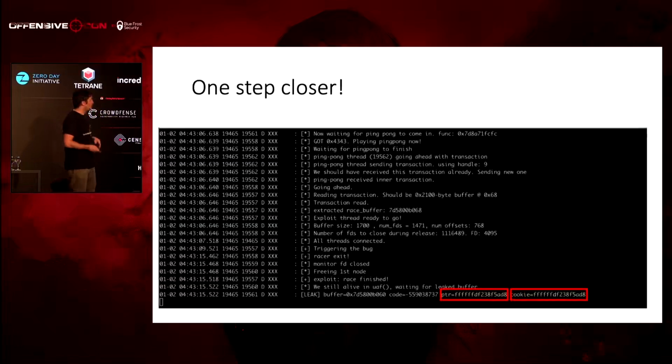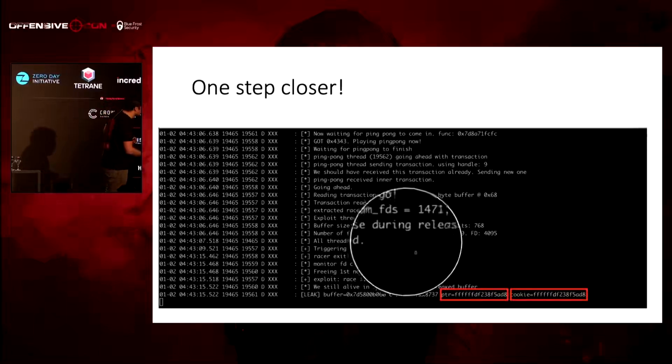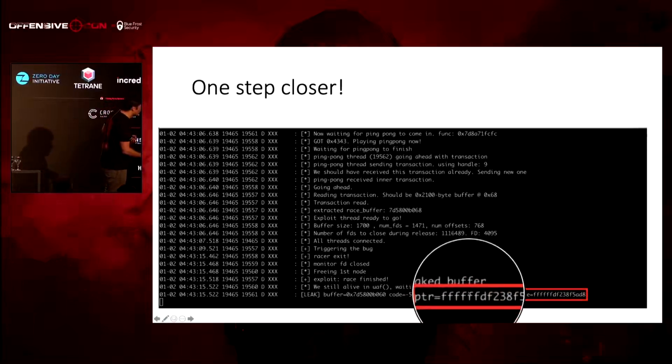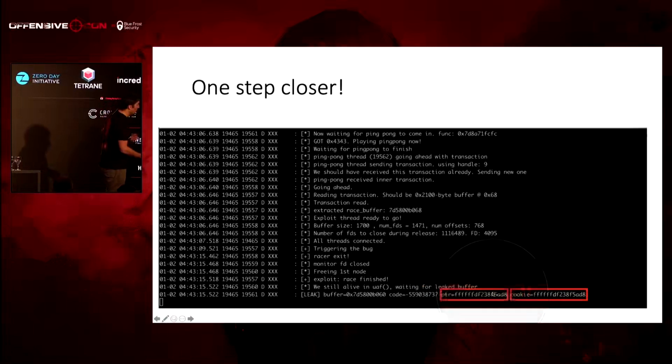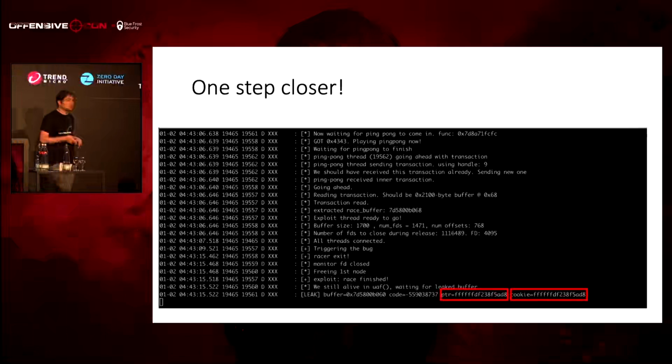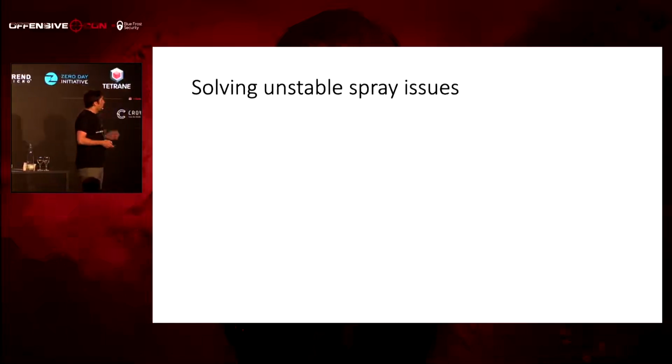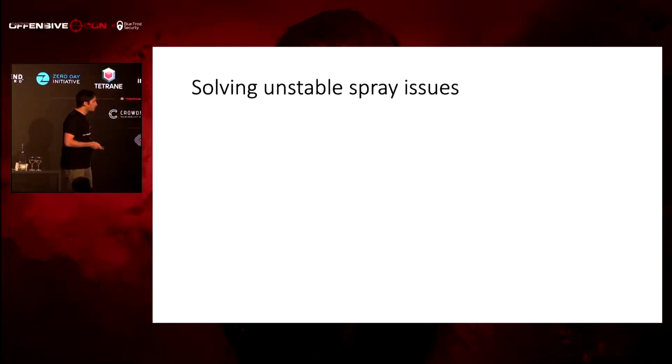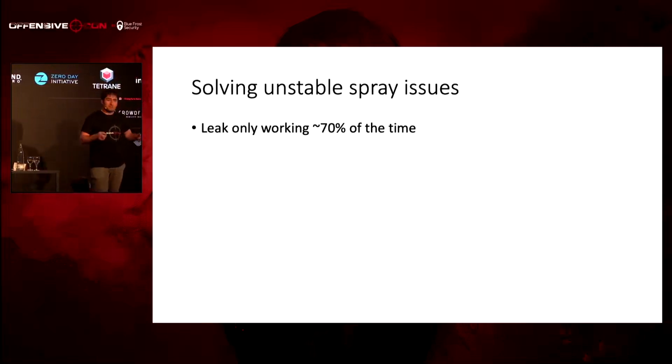So now I know a file pointer, and if you see down here, there is a kernel pointer coming out. So yay, we now know a kernel pointer. We bypassed KASLR, kind of. But this was not very stable. I think it was working like 70% of the time, so it was like, nice, it kind of works.